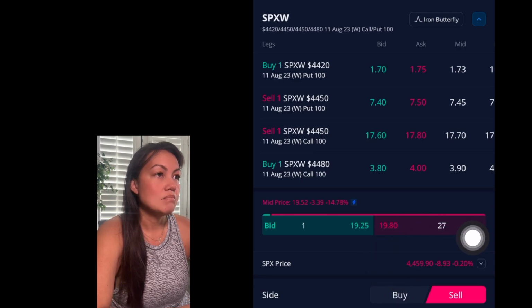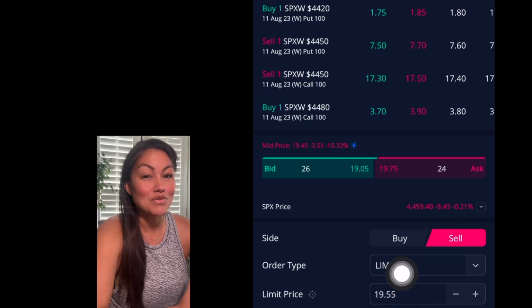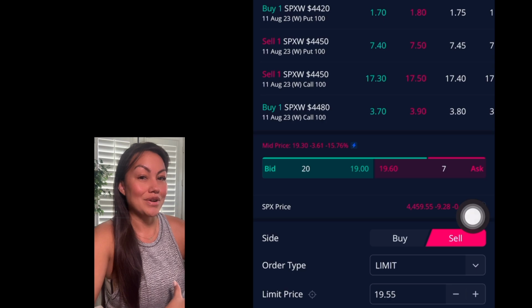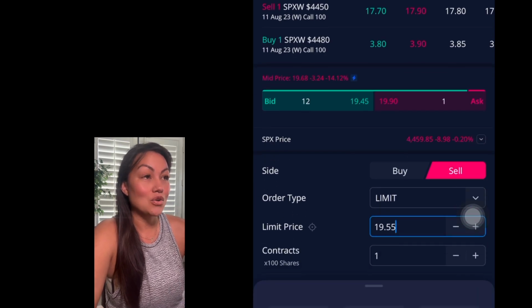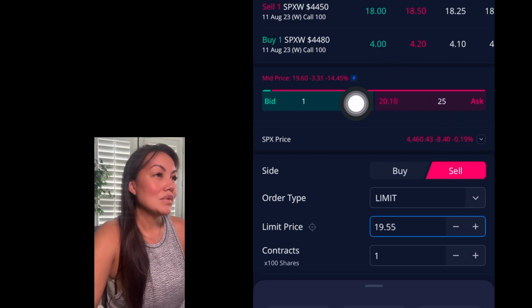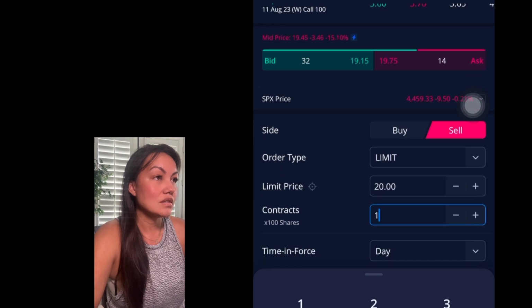So you can see that the mid price is 19.50, 19.70. These will have very wide bid-asks because it's four legs. And since I am the seller of this credit spread, I want the highest credit possible. So I'm usually pretty patient with my entries. I'm going to ask a limit price of $20. Even though the mid price right now is pretty far away from that, I don't like to chase my entries.